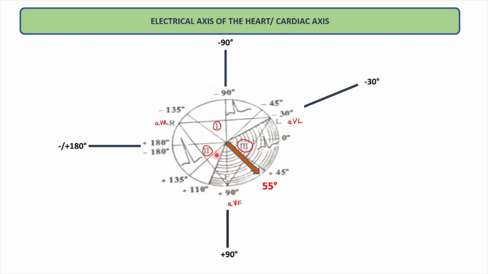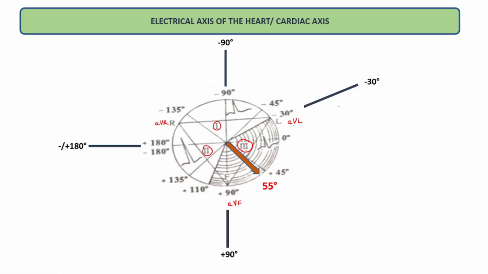Finally, the leads present in the chest, which are known as unipolar chest leads, V1, V2, V3, V4, V5 and V6. These 12 leads are required to record the electrical activity of the heart during ECG recording.